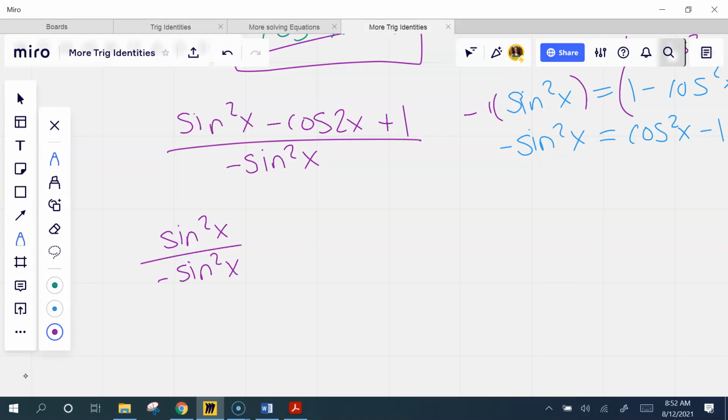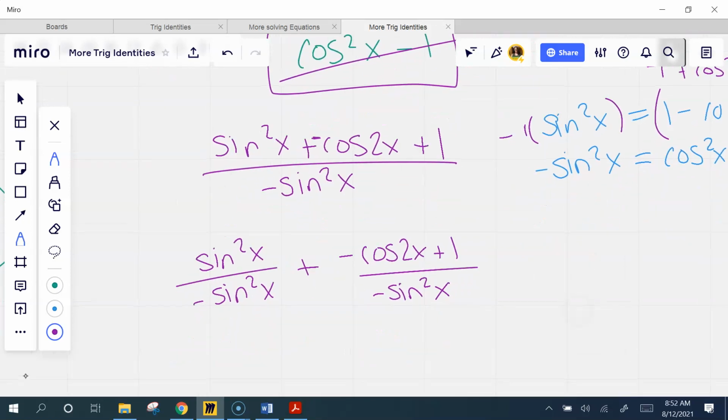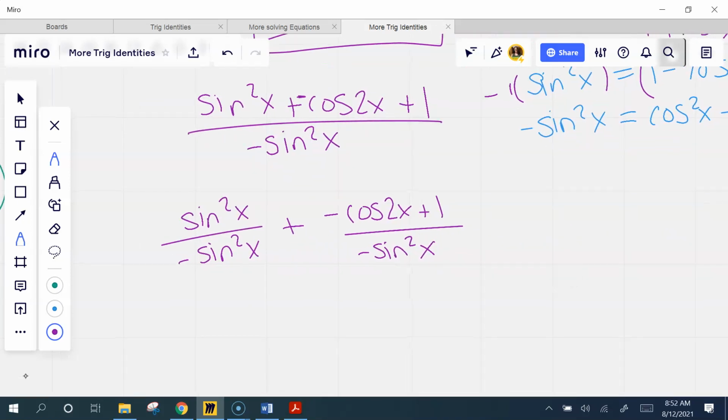You have to be very careful here. I'm going to make this plus negative cosine 2x plus 1 over negative sine squared x. It was subtraction to start with, so I just made it plus a negative. I didn't want anyone to say, why didn't I put a minus here. Why would you put the other sign on the right? You already put it on the left fraction.